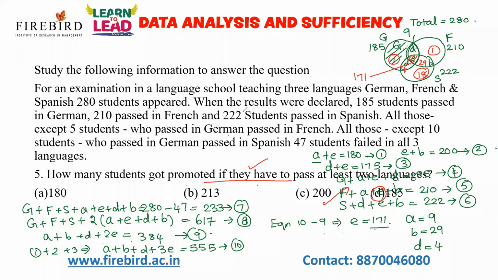How many students got promoted if they have to pass at least 2 languages? So, the value is around 212. Number of students who pass at least 2 languages: 171 plus 4, 175. 175 plus 9 is what? 184. 184 plus 21, 205 is the answer.